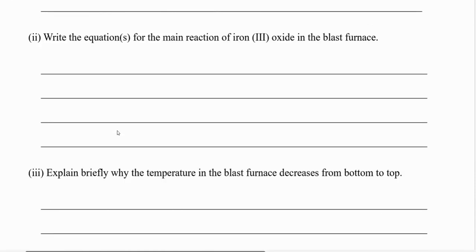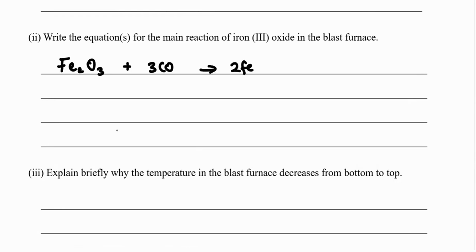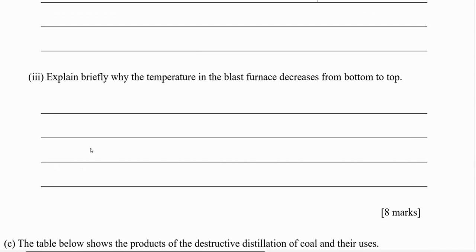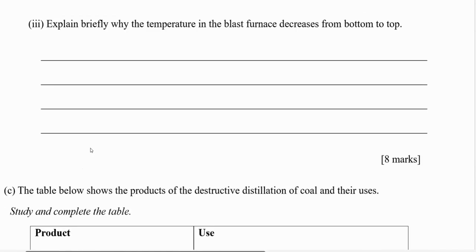Okay, now the next is write the equation for the main reaction of iron 3 oxide in the blast furnace. Okay, so this is iron 3 oxide, okay, Fe2O3. So in the blast furnace, this is the balanced equation. Okay. Now the next question says, explain briefly why the temperature in the blast furnace decreases from bottom to top.